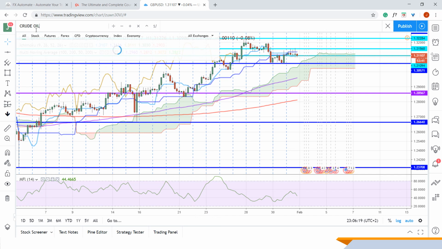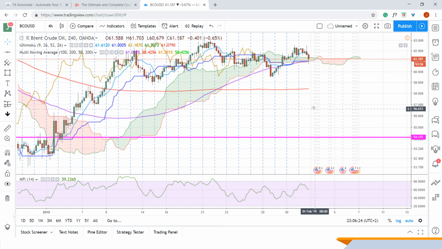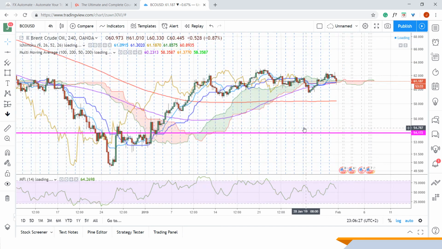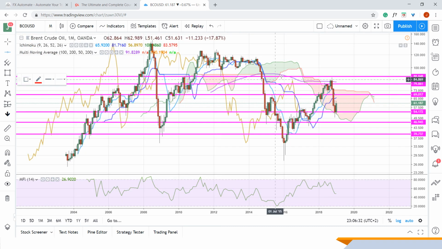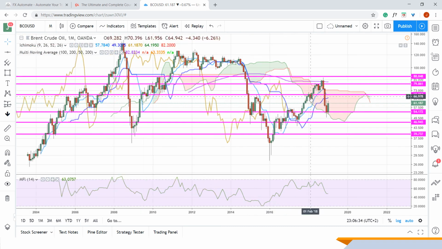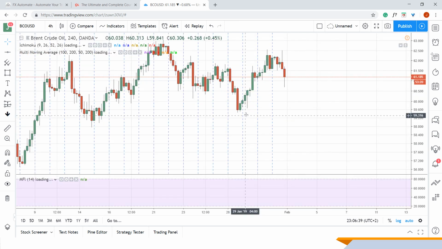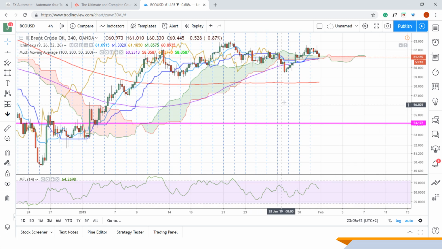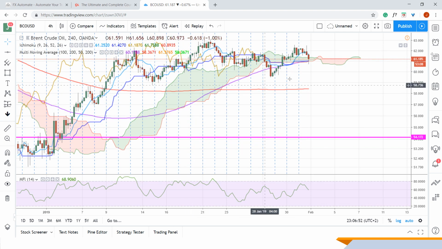Crude oil. Okay, guys, so here we have crude oil. Let's just quickly draw our major levels of support and resistance again. Oh, okay, so I actually already did draw them, so that's nice. Just going to move back to our 4 hour time period. Looking at this chart, I can immediately see that we are in the cloud, so just ranging. The trend is up, we're above the 200 moving average.